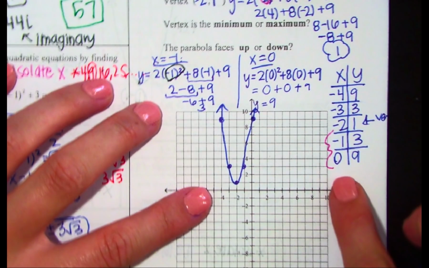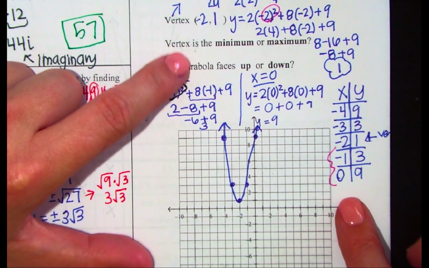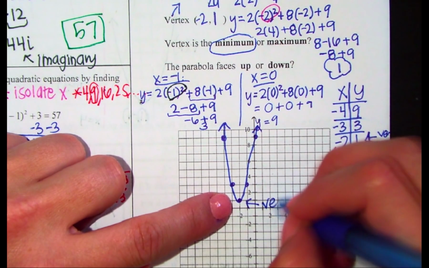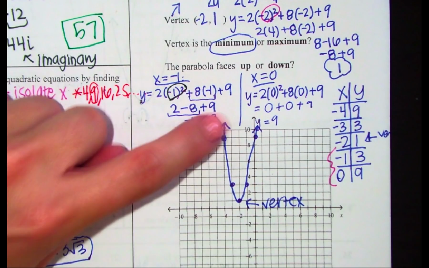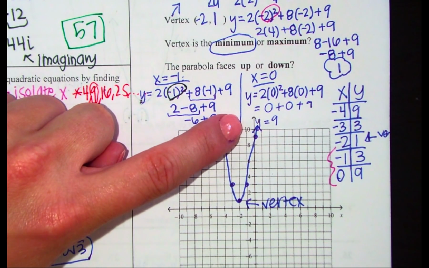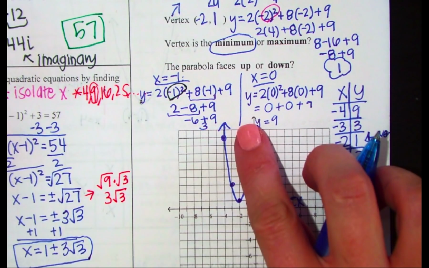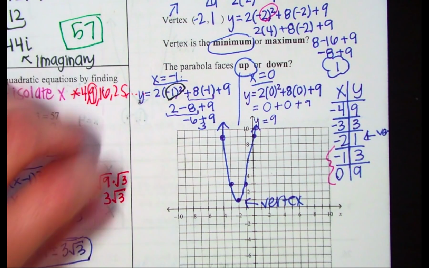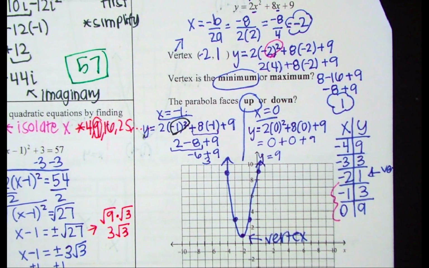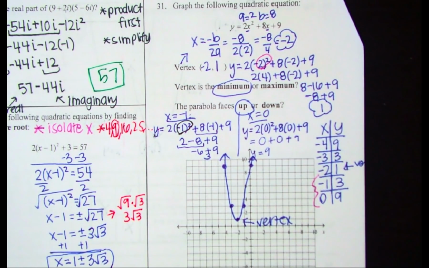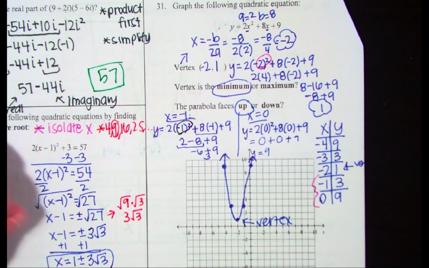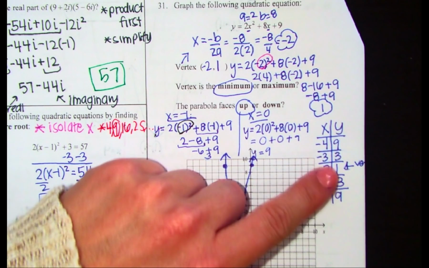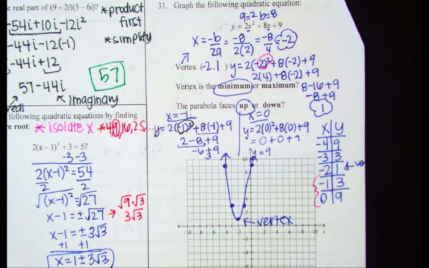So we're going to need 5 points to get our precise graph. This vertex is the minimum because it is the very low point of the graph. There's no maximum, there's no very high point because the arrows go up infinitely. It doesn't have a maximum, just a minimum. And this parabola opens up. So that is how we would do number 31. Find the vertex, put it in the middle of the table, and then put in those values of x, plug them in to get your values of y.